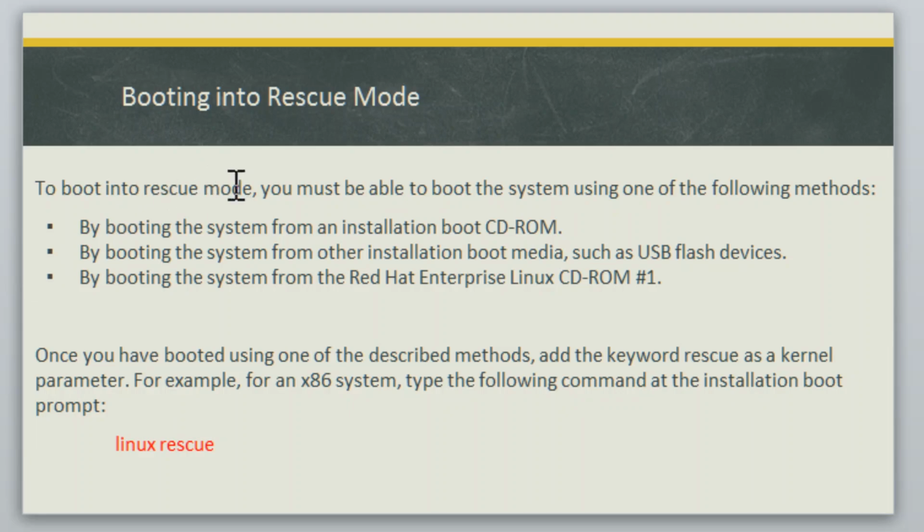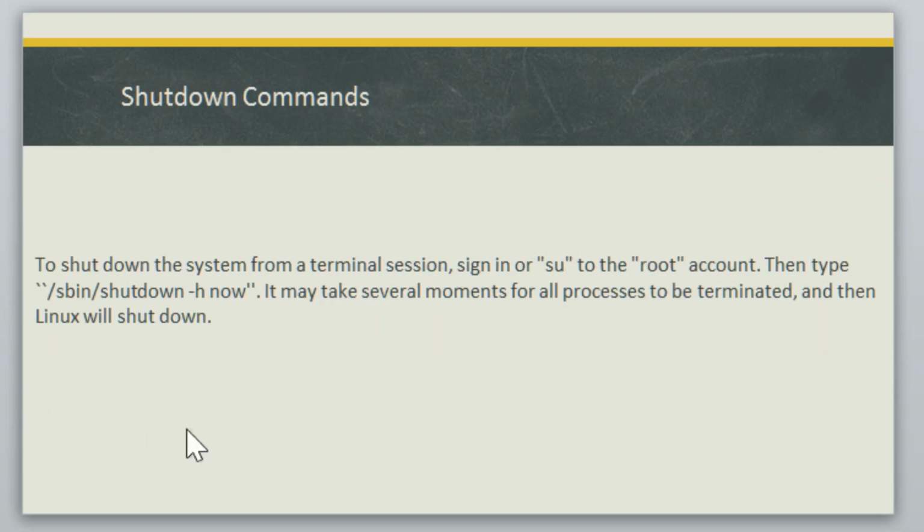To boot in rescue mode, you must be able to boot the system using one of the following methods: either by booting from CD-ROM, another boot device or media such as a USB flash drive, or by booting the system from Red Hat Enterprise Linux CD-ROM number 1. Once you have booted using one of the described methods, you can enter the keyword rescue as a kernel parameter. For example, for an x86 system, meaning x86 architecture, type the following command at the installation boot prompt: linux rescue, and it'll put you in that rescue mode.